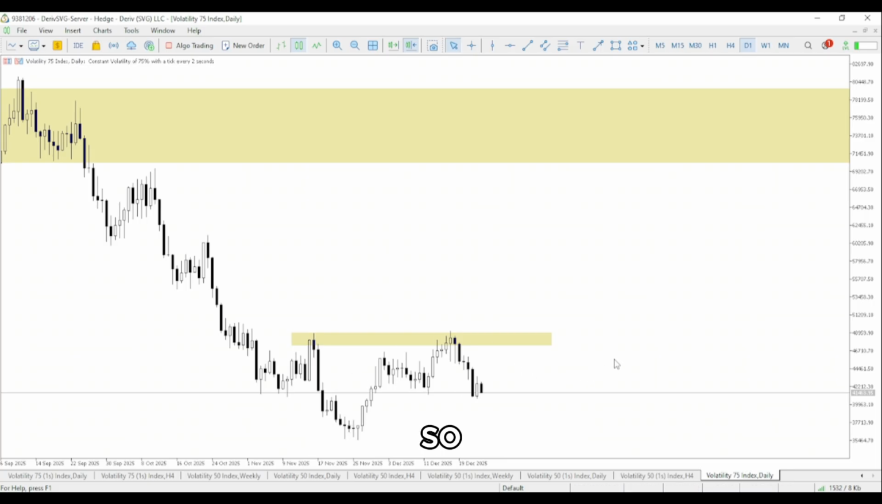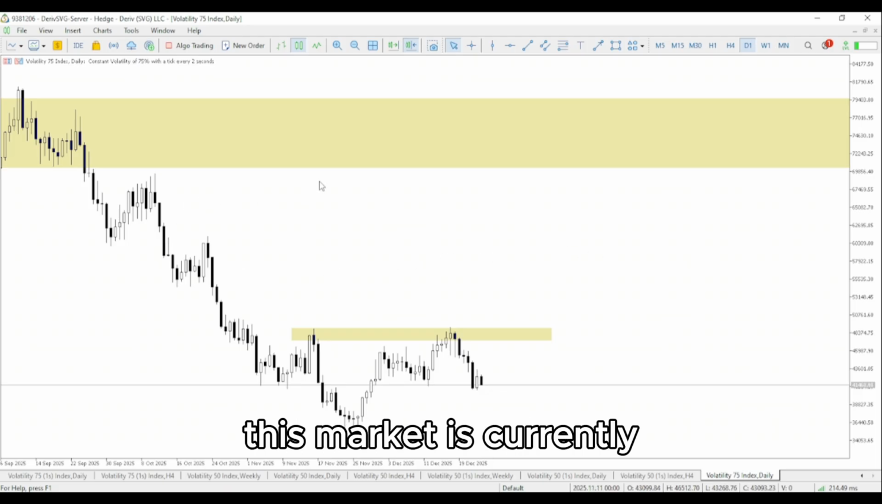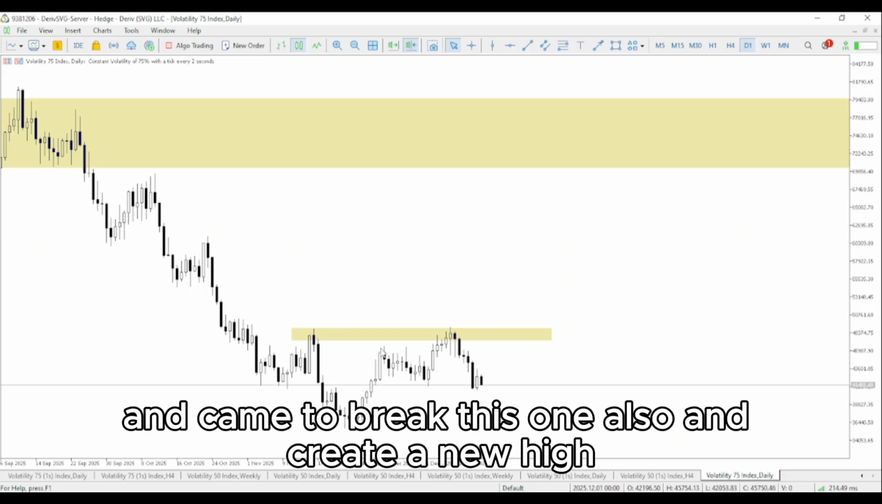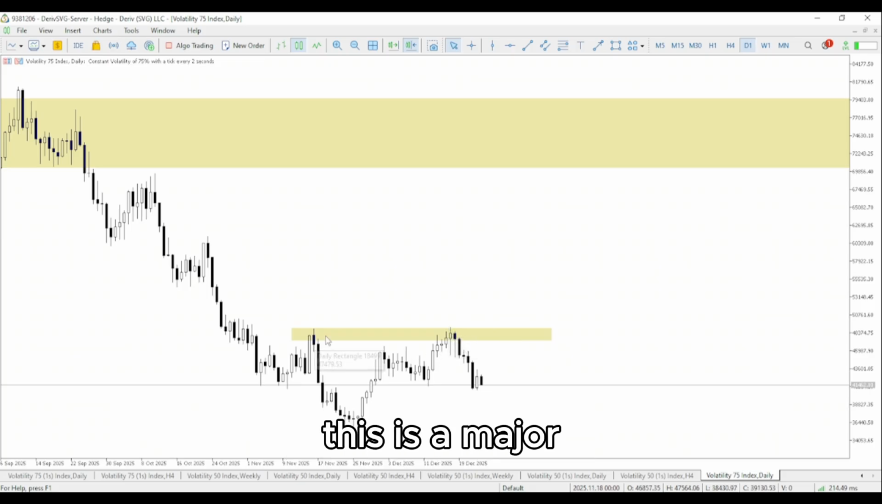You understand? So now we know the time frame that we use to check the overall structure. So now I can freely tell you that this market is currently on a downtrend. You can ask me, okay, why did the price not keep making these lows and highs like this? Why did the price have to break out of this little high here, break this one also, and create a new high? It's because this is a major resistance level. If price had broken above this level like this, it means this structure has changed.